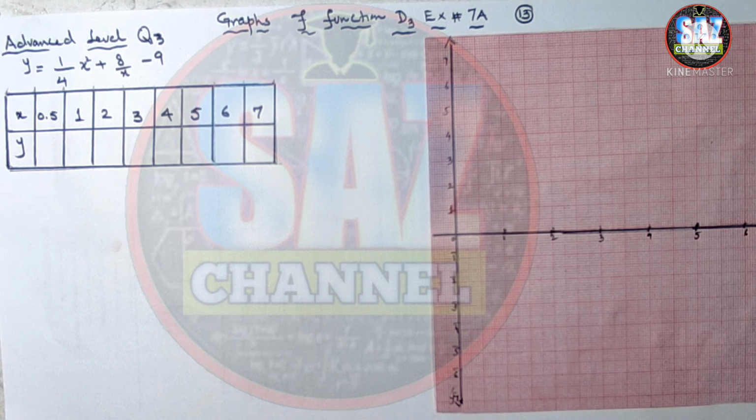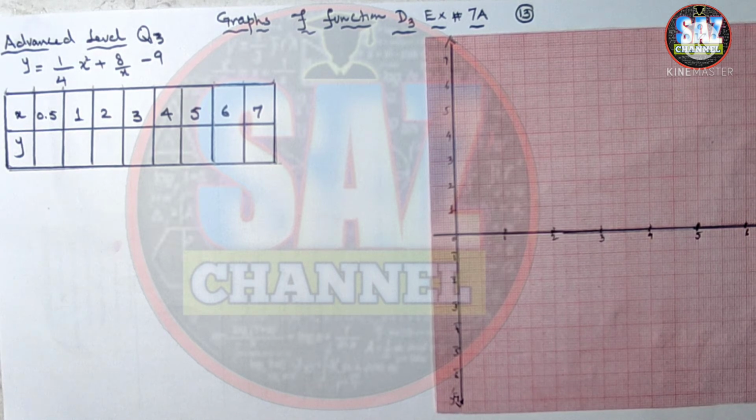This is my 13th lesson of D3 chapter number 7, exercise 7a, that is about the graphs of functions. In this lesson we'll be discussing question number 13, advanced level. As the questions are long, I'll be reading the question from the book.